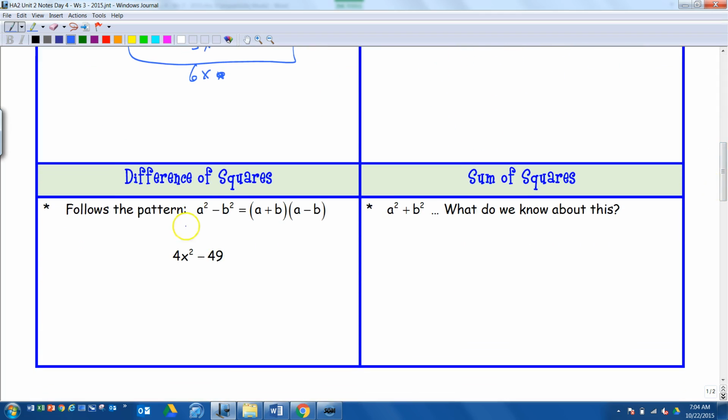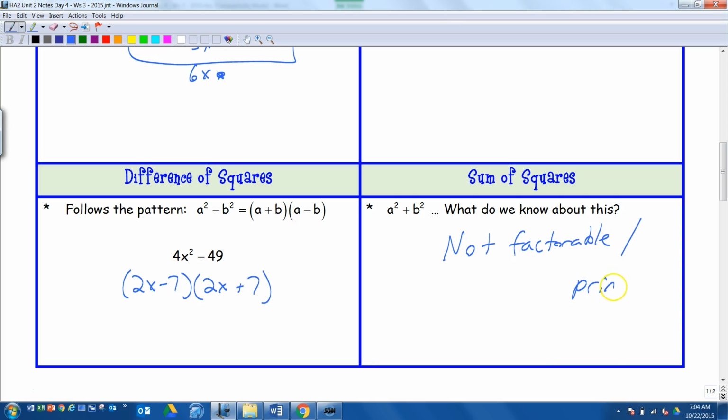This is our difference of squares, so we have to get this down to the conjugate pair. And there it is. And what do we know about sum of squares? Is that a thing? No, you cannot factor it. We also say that it's prime. Okay?